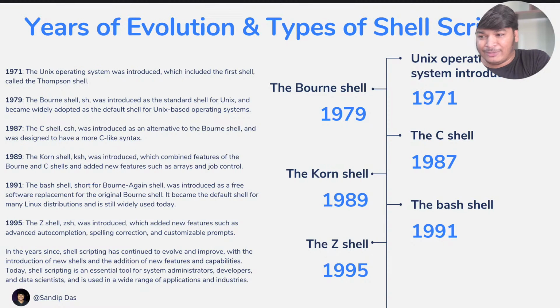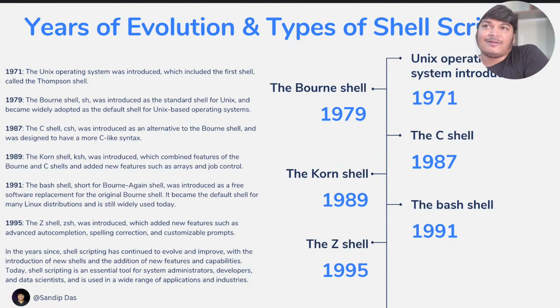Then in 1991, the bash shell, or in short, Bourne Again shell. Now this is the most used shell environment that is available in every single Linux computer that you use these days. Be it a server, be it your local machine, everywhere. If you are running Ubuntu or such a system locally. It was introduced as free software replacing the original Bourne shell. It became the default shell for many Linux distributions and is still widely used in the market.